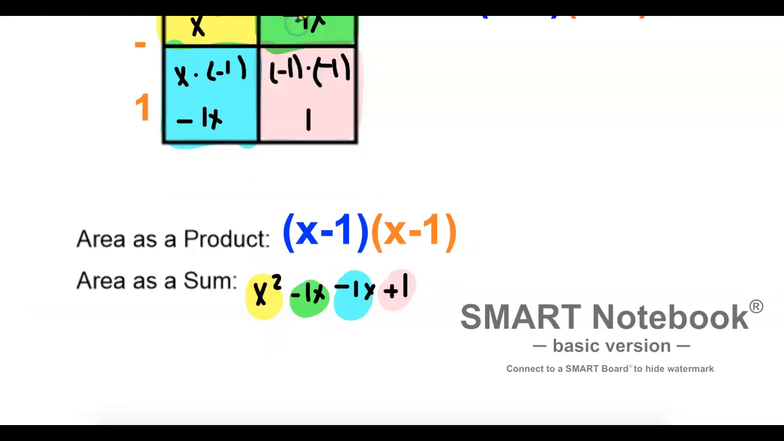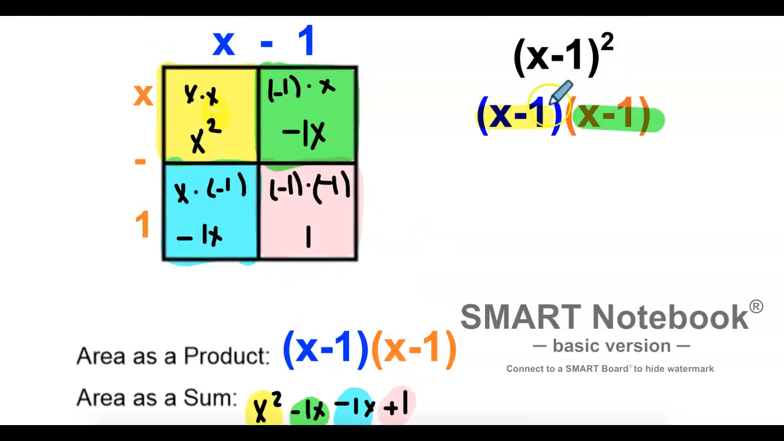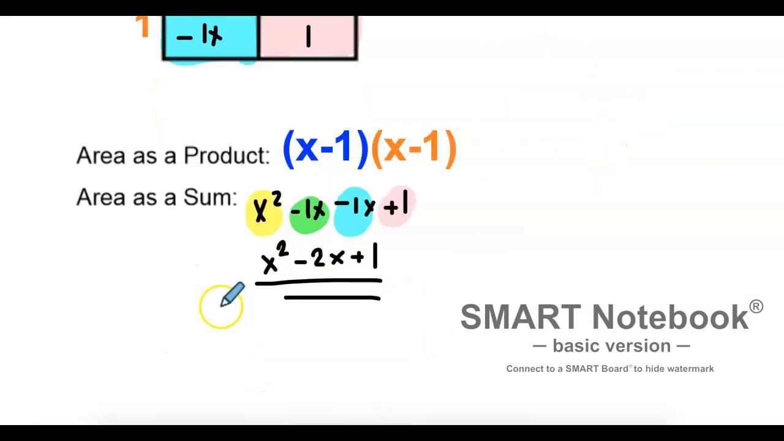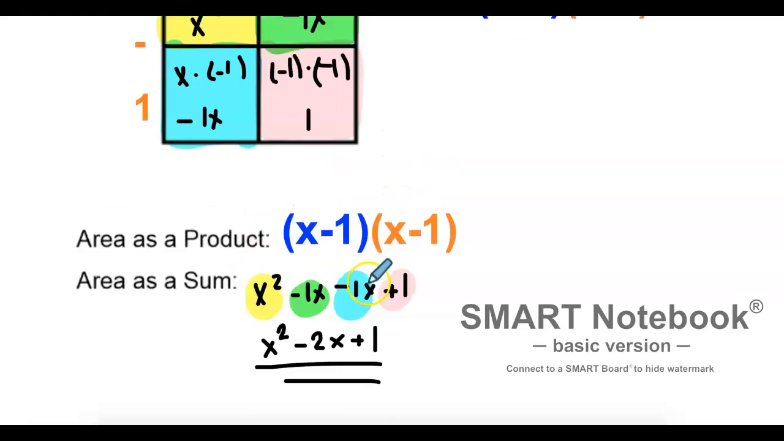Now we are not done because now we need to combine our like terms. So x squared, I don't have any other x squared terms, so it's going to stay as x squared. Negative 1x minus 1x is going to give us a negative 2x. And then we need to bring down our constant here, plus 1. And now we've multiplied together two binomials. So we multiplied x minus 1 times x minus 1. And our answer is a trinomial, x squared minus 2x plus 1.